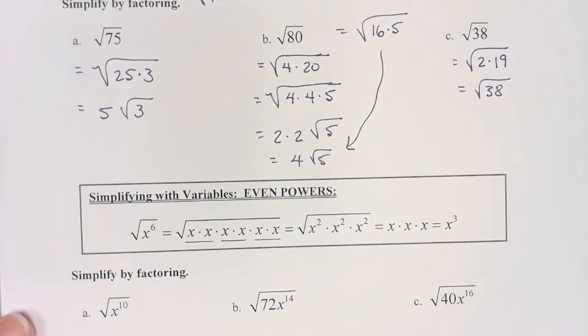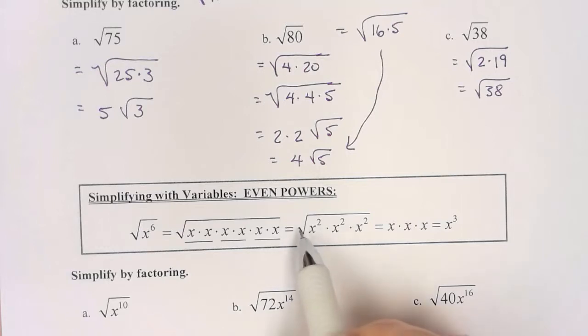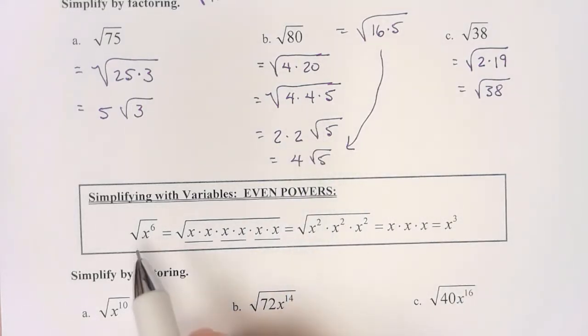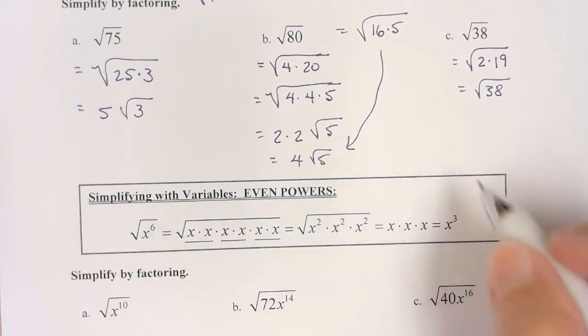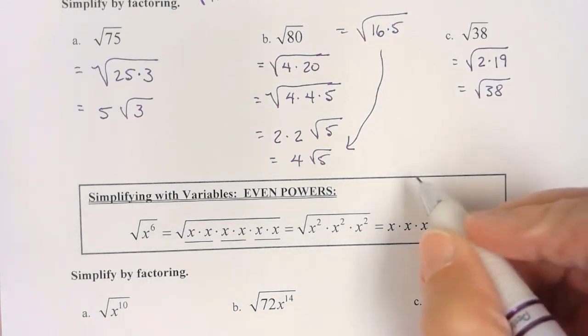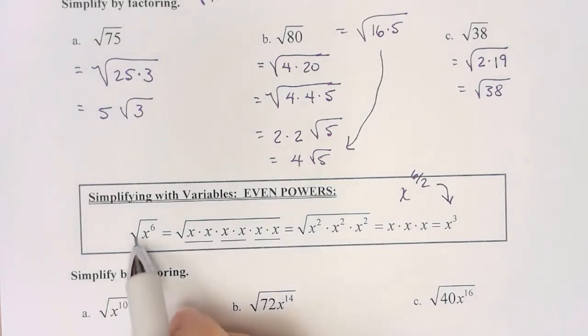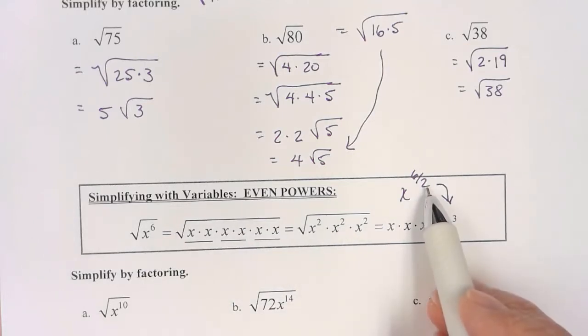Simplifying with variables, even powers. Now on x to the 6, if you'll notice, they're trying to show on this, you see that's x squared, that's x squared, that's x squared. And since these are perfect squares, then you can take the square root of each one individually, like I did up here. Another way to look at it, though, is if I rewrite that as a rational exponent, that would be actually x to the 6 over 2. So there's your x to the 3rd. So in a way, if you're doing a square root, if your exponent is even, you're technically dividing by 2.